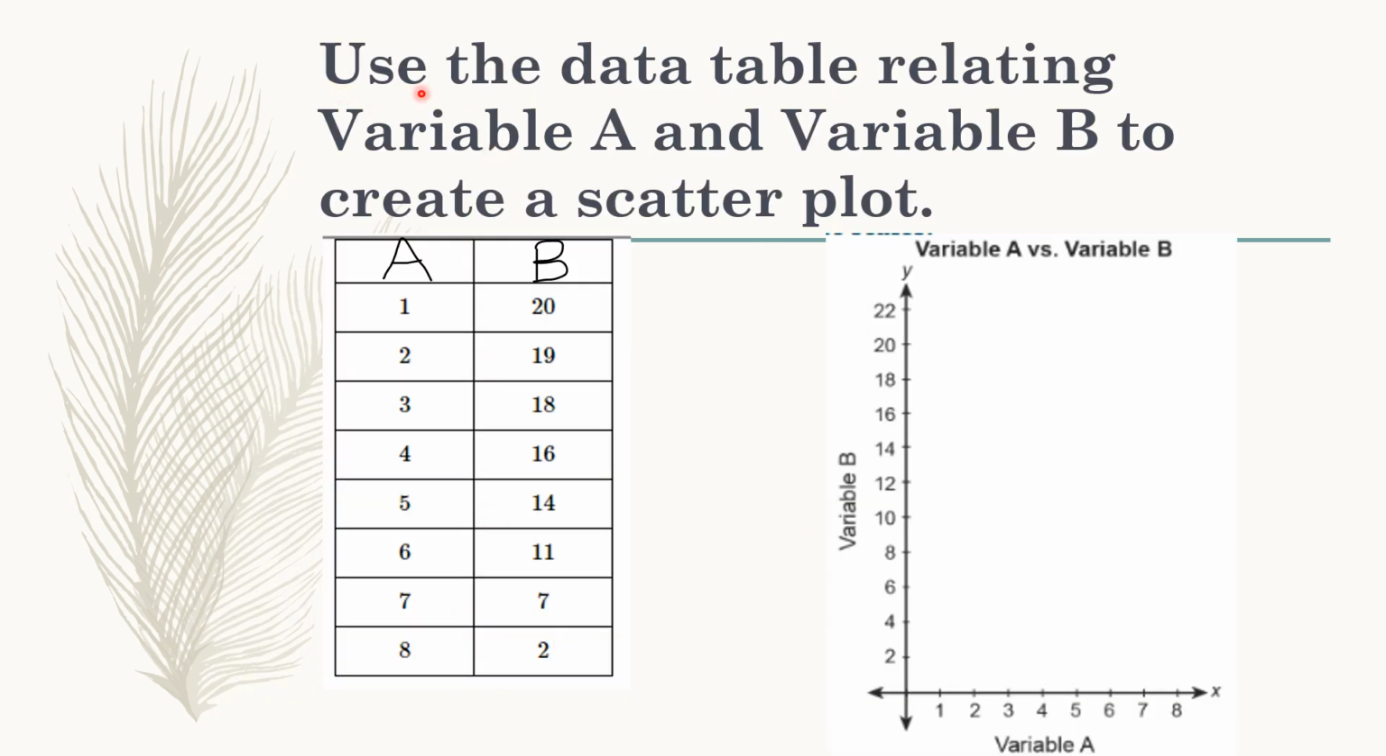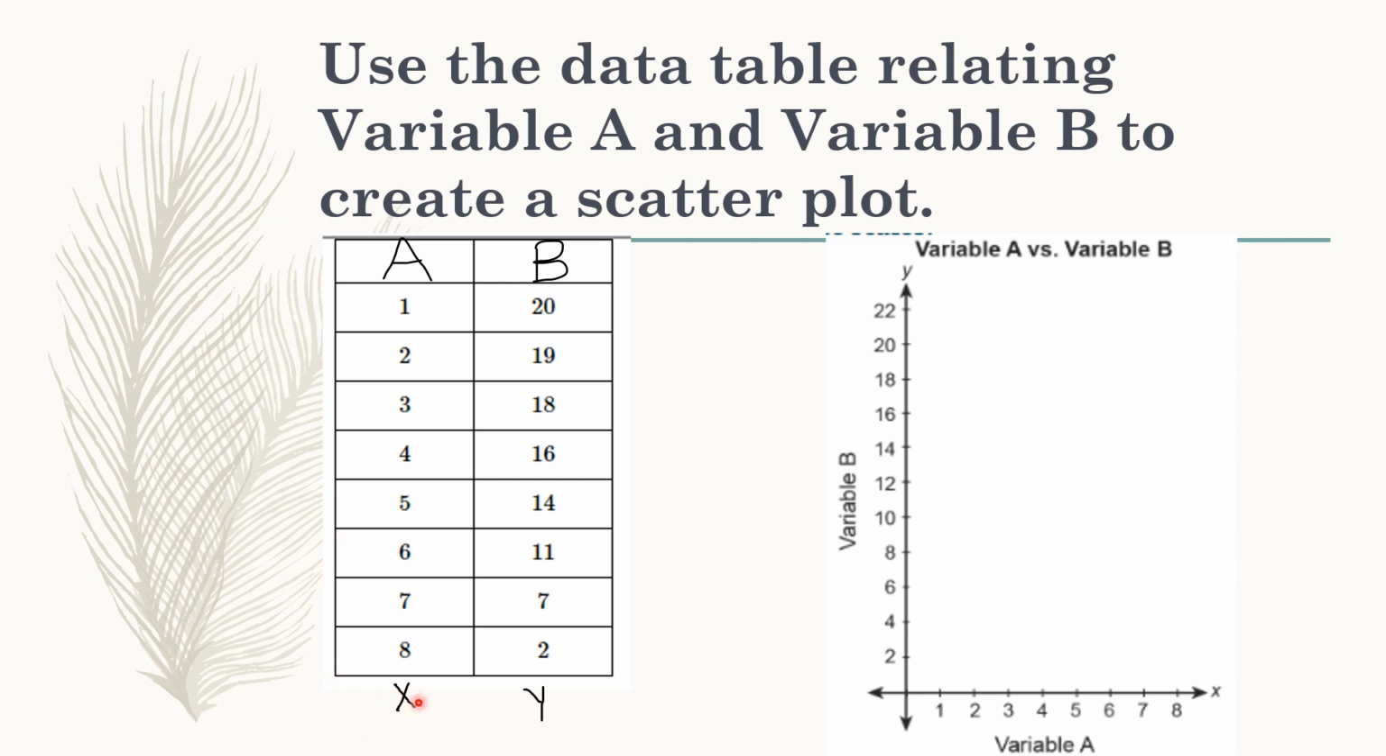All right, so let's take a look at this first example here. Use the data table relating variable A and variable B to create a scatter plot. So first let's look at our data table. This looks a heck of a lot like an input-output table to me, where we have our x's on one side and our y's on the other. The only difference here is rather than being like that function machine we talked about last semester, this is going to be just sets of data. There is no input and output, but it's just a data set of x's and a data set of y's.